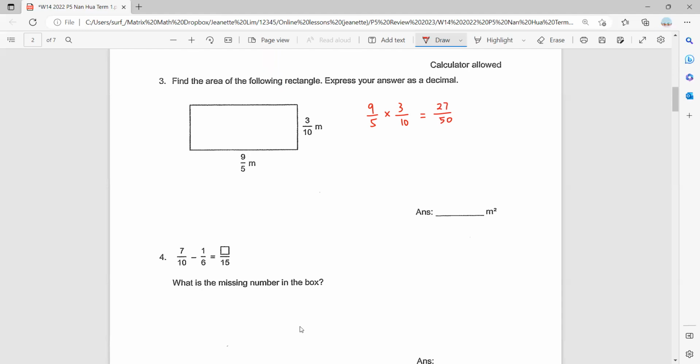If you want to change to a decimal, you can change it to over 10, over 100, over 1,000. So I'm going to change it to over 100, which means that I have to multiply by 2. So this is 54, because 27 times 2 is 54. So 54 hundredths is 0.54. So the answer is 0.54 square meters. 54 divided by 100 means your decimal point jumps 2 places. So it becomes 0.54.